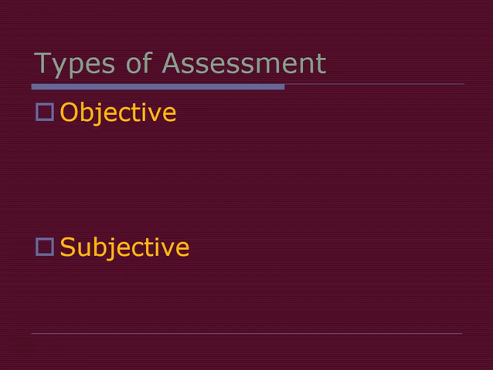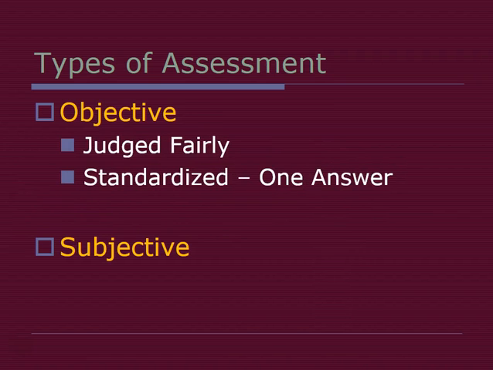Now, types of assessment. There are two different types of assessments. There are what are known as objective assessments. Those are the ones that we would consider to be judged the more fairly. They are standardized tests. There's one right answer, there's one wrong answer. Either you got it right or you got it wrong. There's not a whole lot of in between.